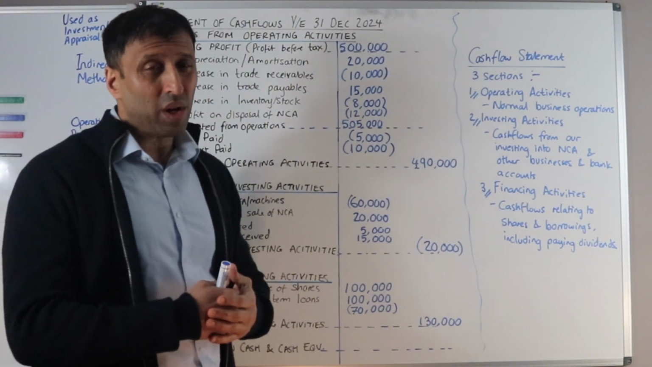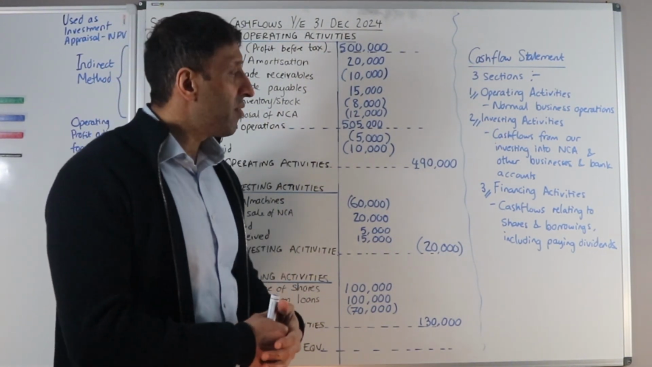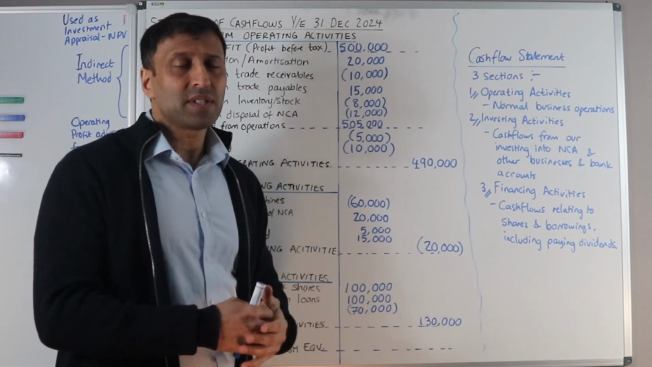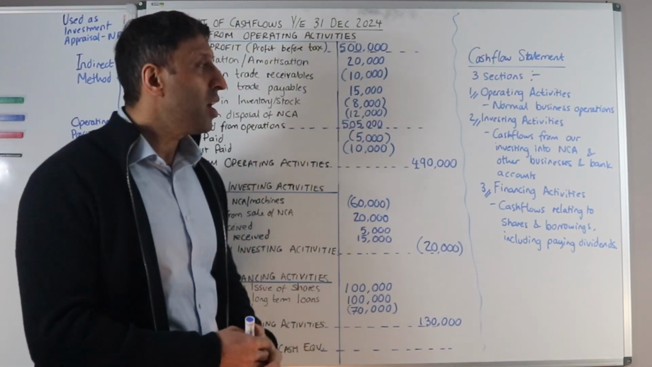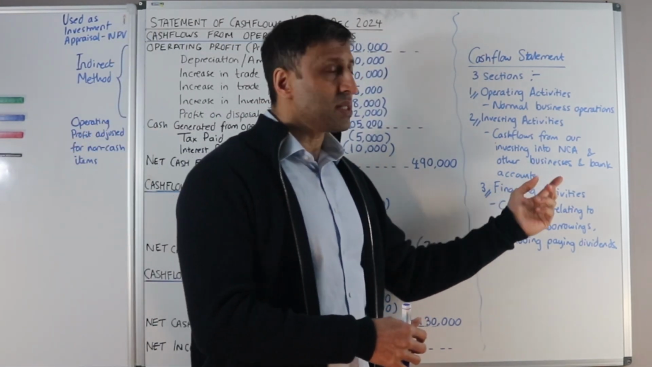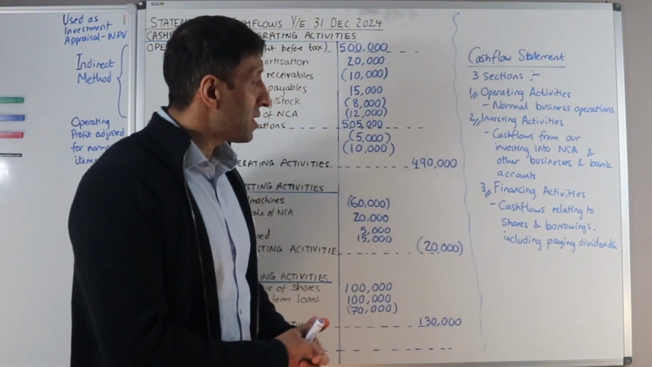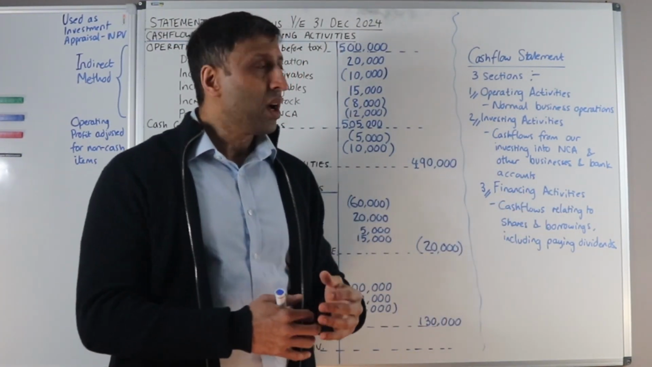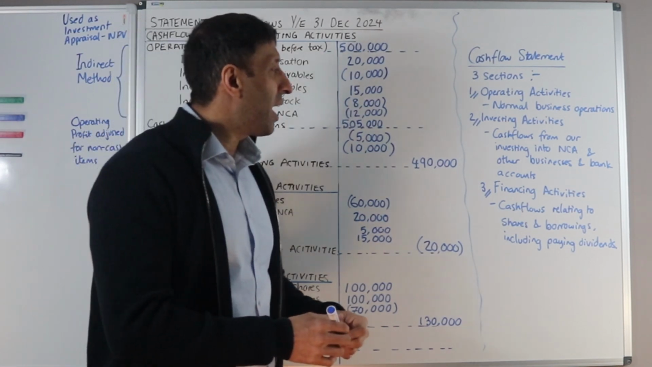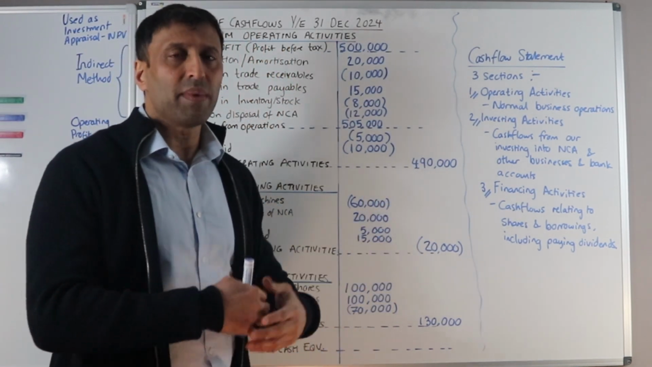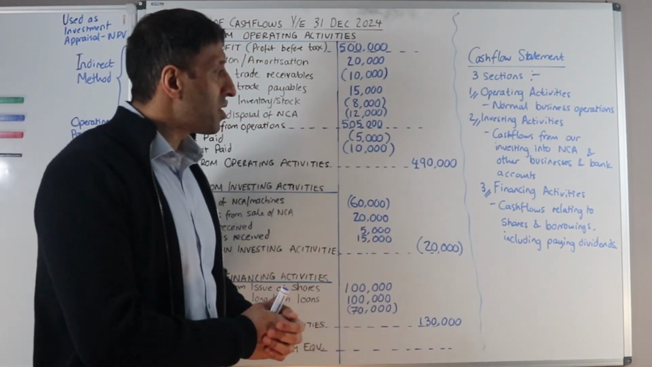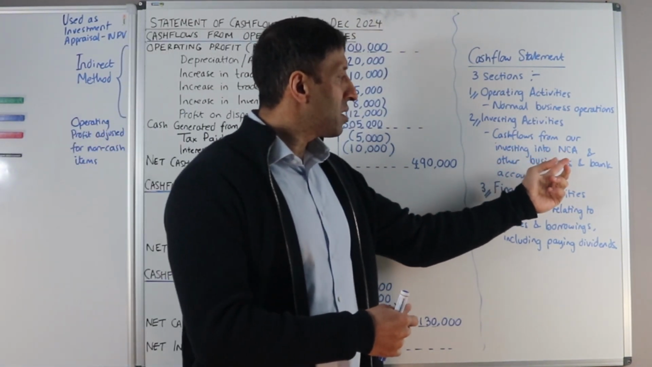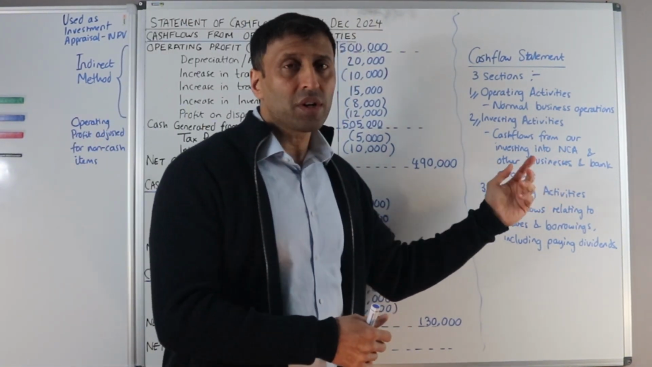If you think what kind of things a business invests into, they can invest into buying non-current assets like premises, property, machinery, or they can invest into other businesses, buying shares in other businesses, or put their own money in a bank account and therefore receive interest. If they invest in other businesses, they might receive dividends from those businesses as they own shares in them, and also there's going to be a cash flow regarding non-current assets.